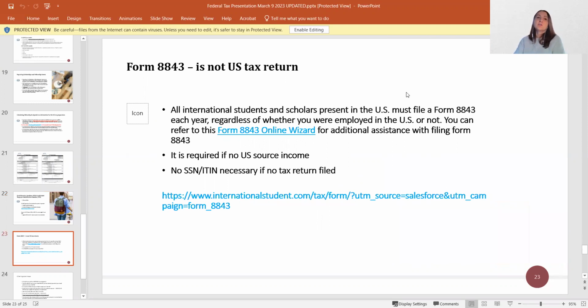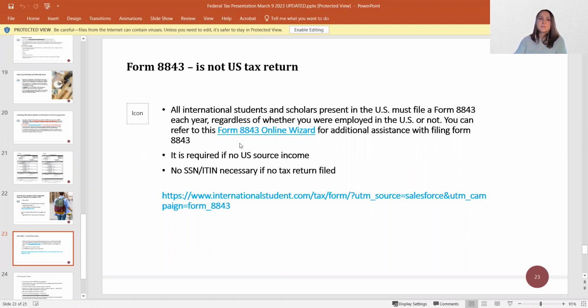So again, now let's talk about Form 8843. In prior years, I received a lot of questions about this, and I decided to include it here. Form 8843 is not a US tax return, and I have no control over this process. I don't assist with this Form 8843.